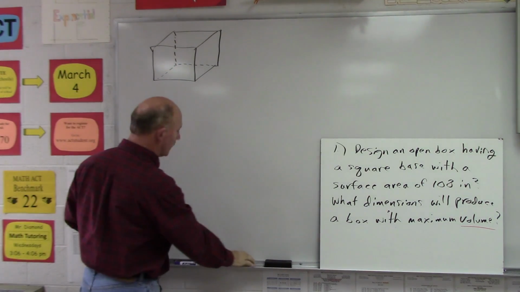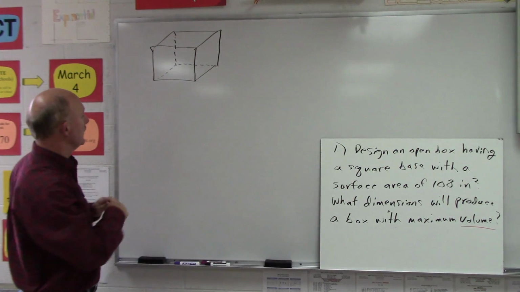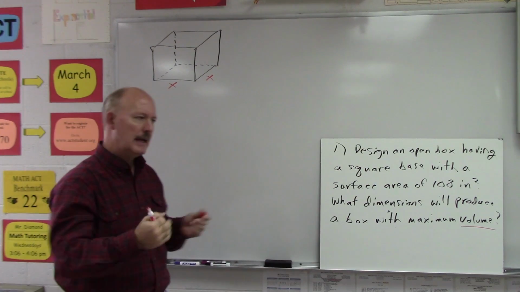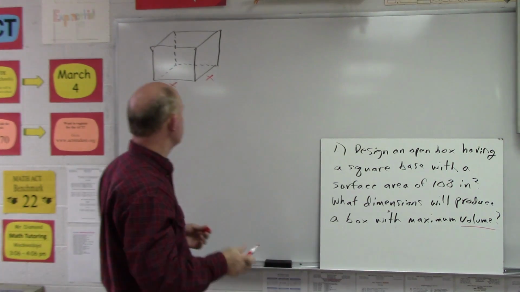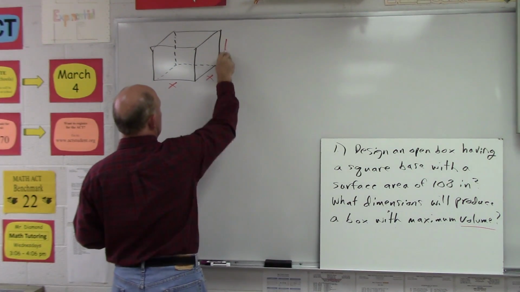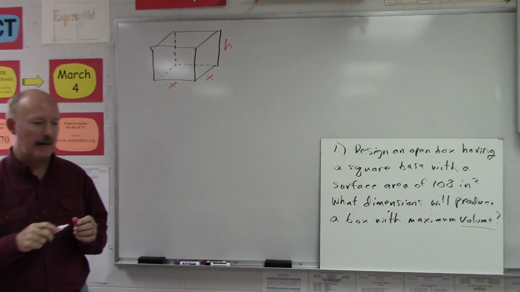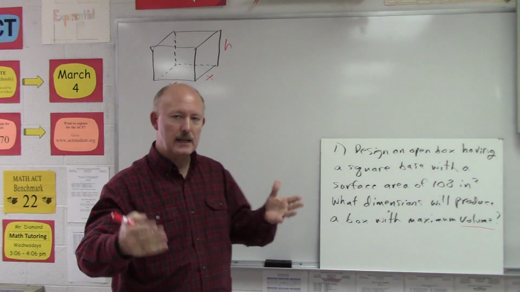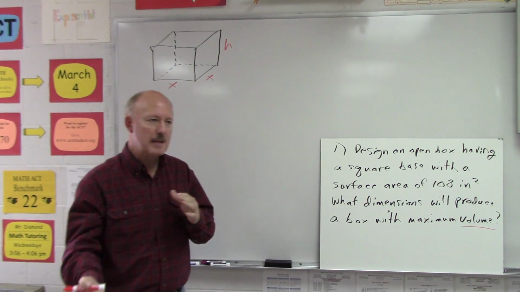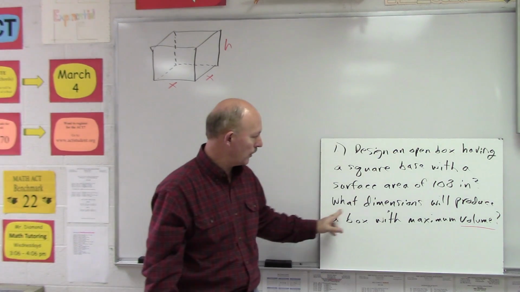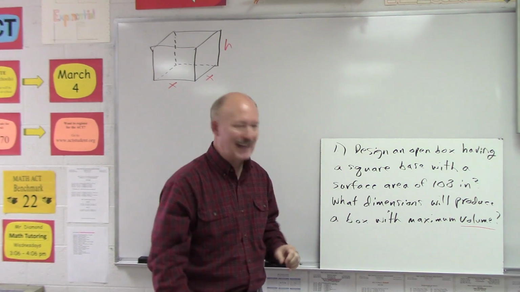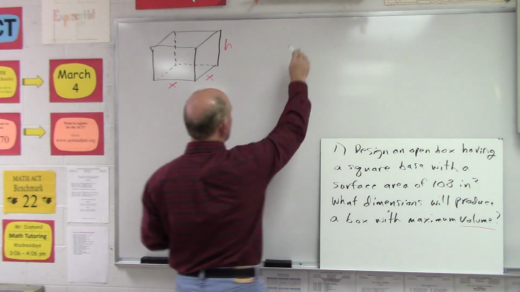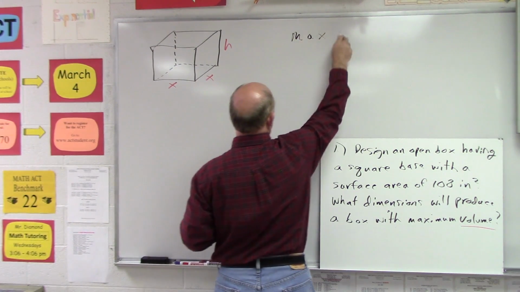Now with our box, the base is going to be a square, so let the base be x and x. And let h represent the height. Now let's recognize exactly what it is we're minimizing or maximizing here. Where it says what dimensions will produce a box with maximum volume, we're talking about the volume, so maximum volume with this problem.